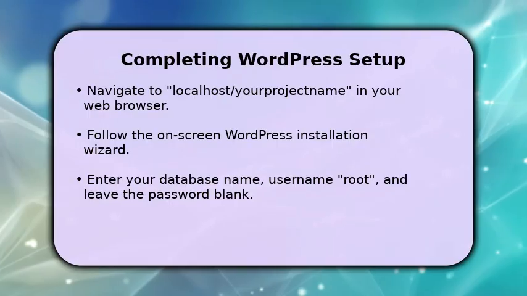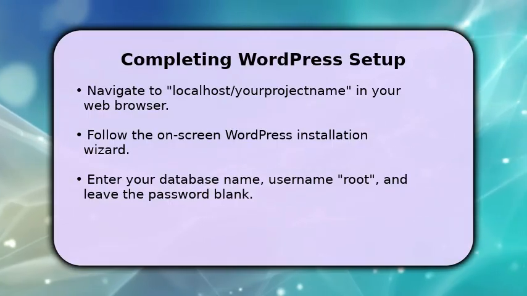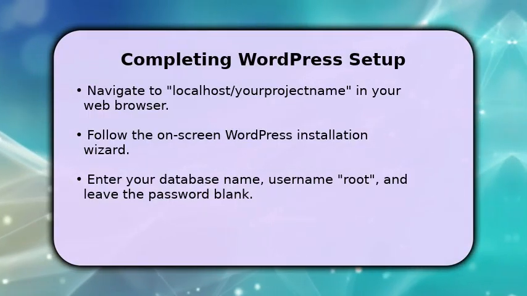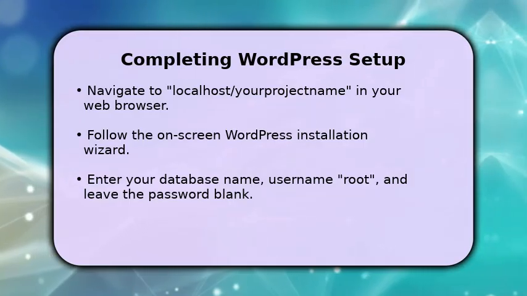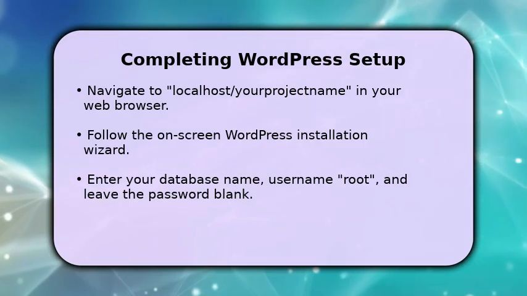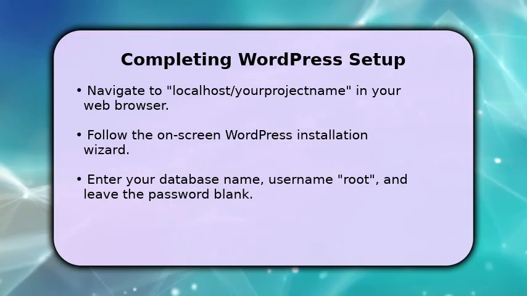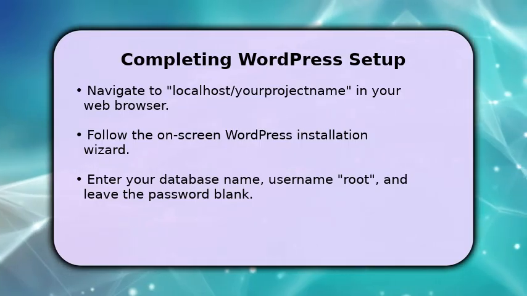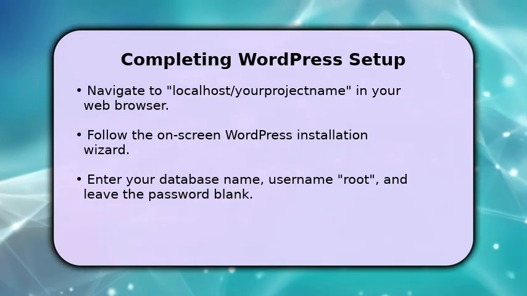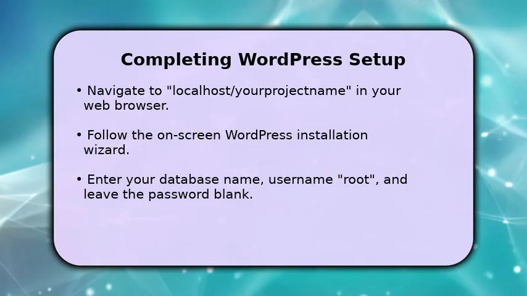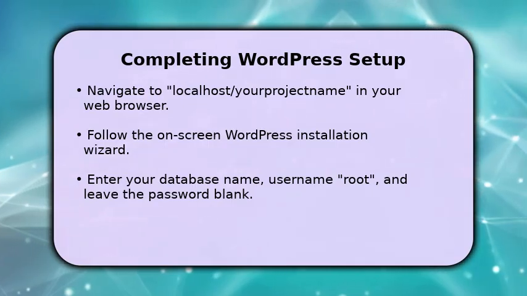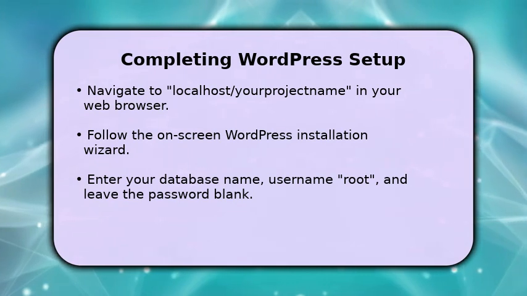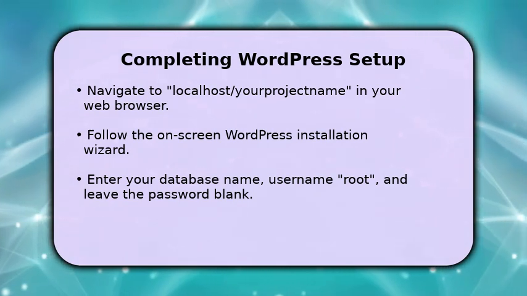Finally, it's time to install WordPress. Open your web browser and type localhost/ followed by the name you gave your WordPress folder, for example, localhost/mywebsite. The WordPress installation wizard will appear. Select your language and proceed. When prompted for database details, enter the database name you just created. For the username, type root and leave the password field completely blank. Click Submit, and then run the installation to complete your offline WordPress setup.